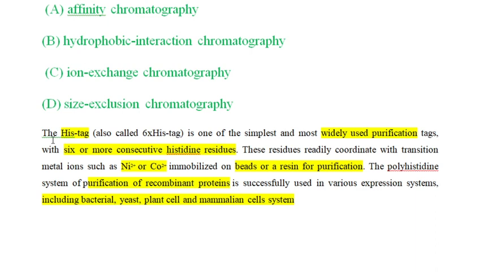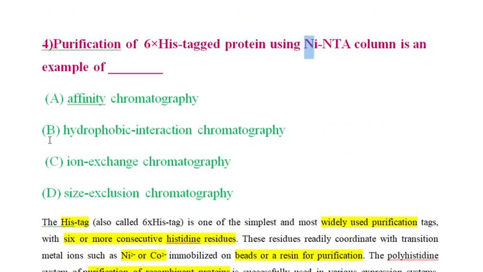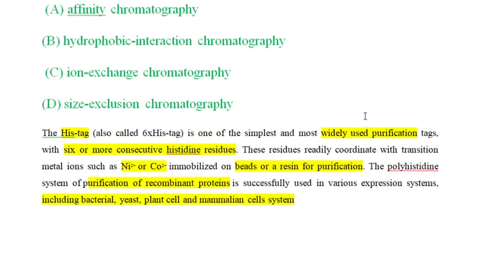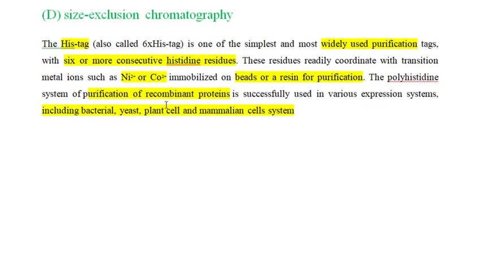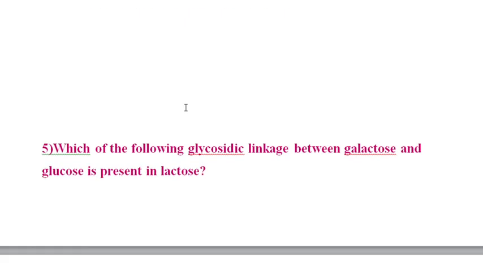The main principle is that these histidine residues will coordinate with a transition metal ion like nickel or cobalt, which will be immobilized in the bead or the resin. So here in affinity chromatography, the resin used is the Ni-NTA column. Most recombinant protein with a histidine tag will bind to that. After that we can elute them with a buffer of lower pH. So this particular histidine system is an example of affinity chromatography. It is currently used for purification of recombinant protein.